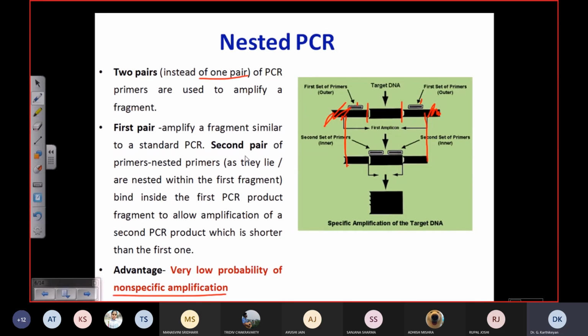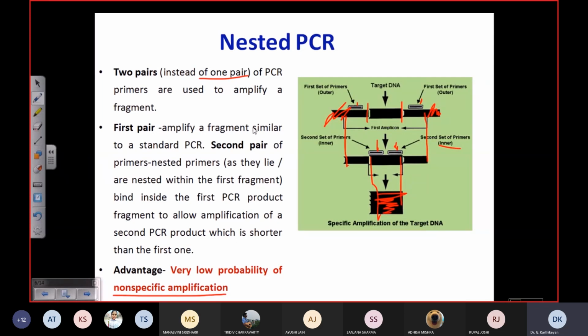Now the second set of primers is designed in such a way that they can pair with the inner region, or inner side, of this first amplicon, right? So here, the second set of primers will be attached to the inner region. You can see these are the primers attached to the inner region. Then it will start amplifying the segment so that we get only this part of the segment amplified. This is very, very important, right?